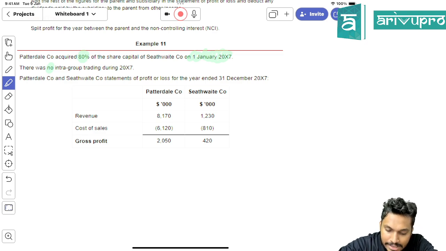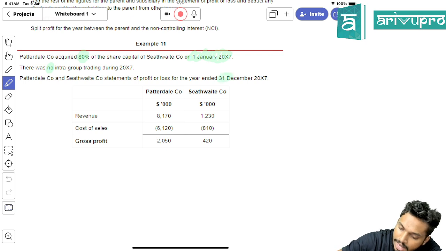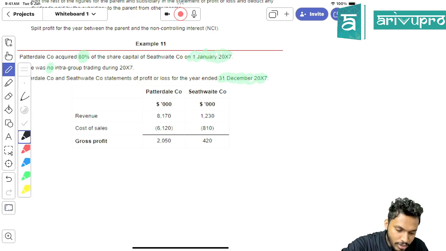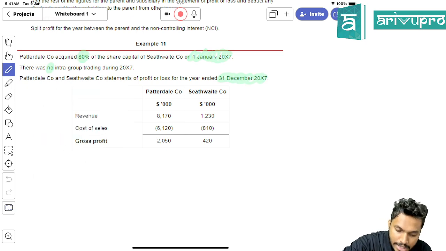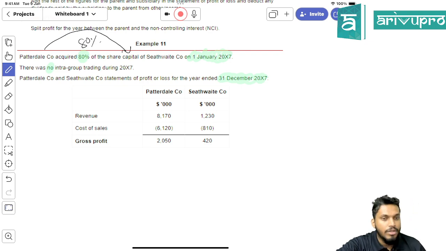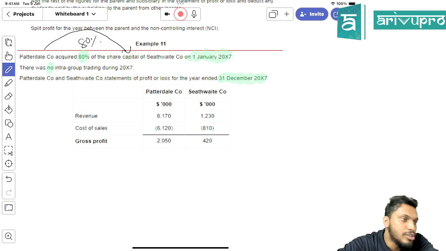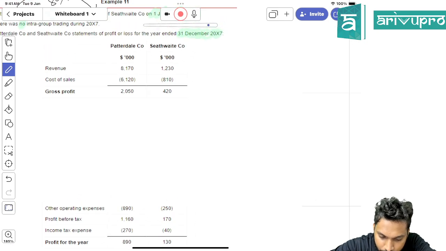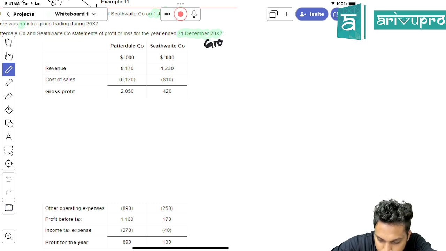P company and S company have a statement of profit or loss as of 31st December 2017, which means, is it a full year acquisition or a mid-year acquisition? It's a full year acquisition. So here also you need to identify your group structure. So you understood P is purchasing 80% of S. So now you are supposed to do the consolidation. So when you are consolidating P company and S company, I need to prepare the group accounts.